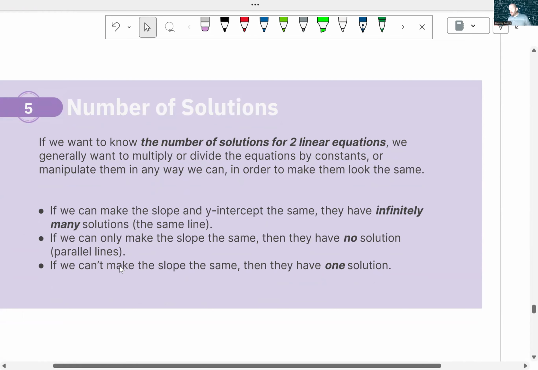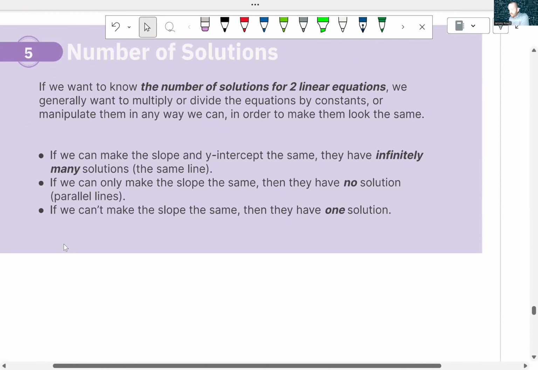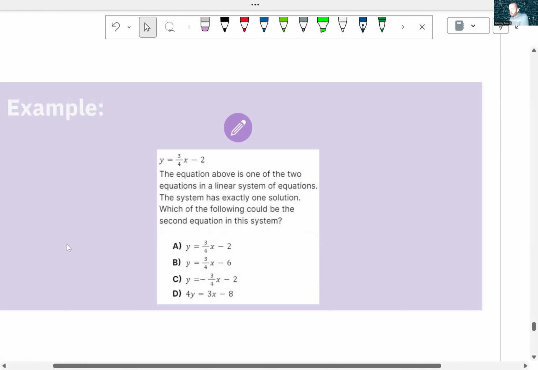So the number of solutions for two linear equations. This just has to do with systems of equations. So if they're the same line, they have infinite solutions. If they have the same slope, but they're parallel and they're not the same line, then there's no solution. And if they don't have the same slope, and they cross at one point, they have one solution. I think we went over this several times with systems of equations in the past.